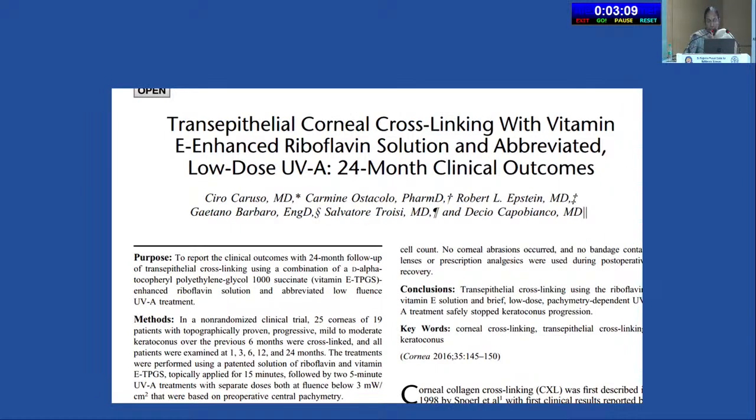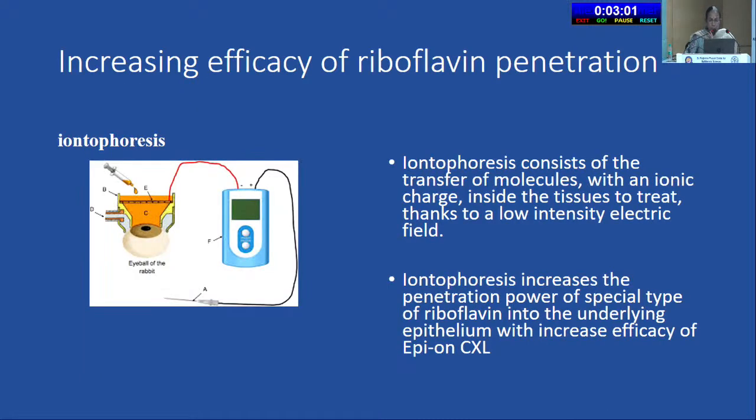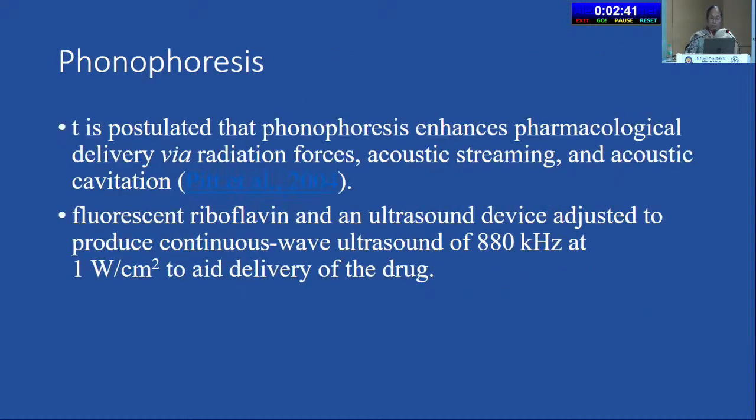So how could you actually increase the efficacy of riboflavin? They added vitamin E enhanced riboflavin solutions and low dose UVA, and there were clinical outcomes on that. Increased riboflavin penetration was also tried with iontophoresis, which consists of transfer of molecules with an ionic charge inside the tissues to treat, thanks to a low intensity electric field, and it helped the penetration of riboflavin in epi-on cases. There is also something called phonophoresis, which is postulated to enhance pharmacological delivery via radiation forces, acoustic streaming and acoustic cavitation, and there's an ultrasound device.